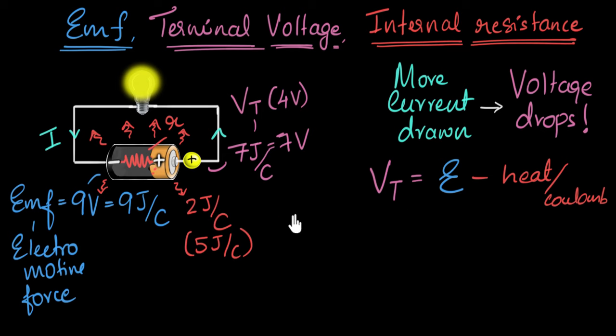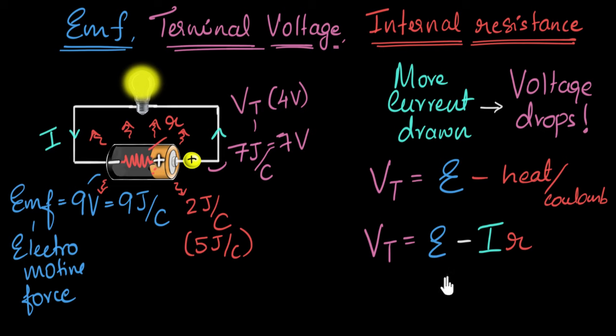Well, if you think carefully, this heat lost per coulomb is the voltage across the resistor. Think about it. Whenever a current flows through the resistor, we say there is a voltage drop. That voltage drop represents the energy dropped per coulomb, and that energy dropped per coulomb is the heat energy per coulomb. So this is basically the voltage across this resistor. And from Ohm's law, we know voltage across any resistor would be just I times R. And so we can now write our equation as V_T, the terminal voltage, equals E, the EMF, minus I times R.